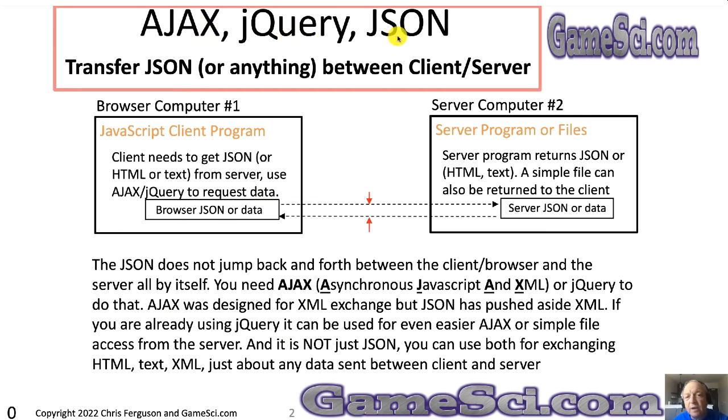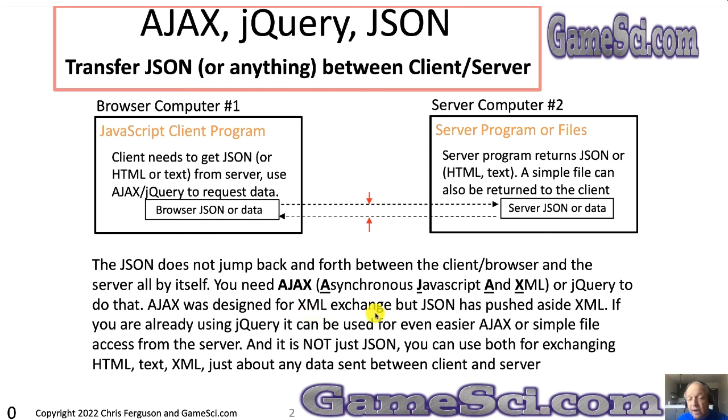AJAX, jQuery, and JSON. Transfer JSON, or really anything, between the client and server. The JSON does not jump back and forth between the client/browser and the server all by itself. You need AJAX, which stands for Asynchronous JavaScript and XML. Or you could use jQuery to do that.